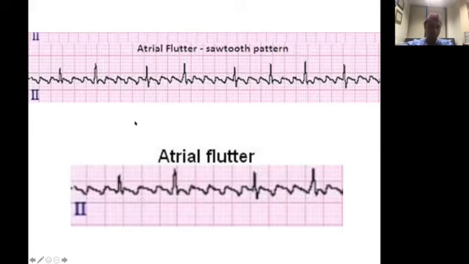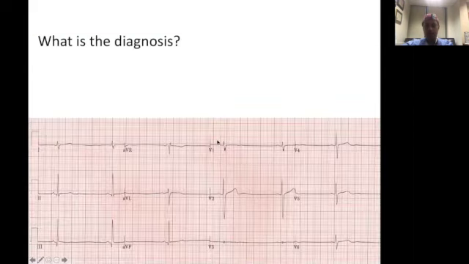And that's what we call atrial flutter. Good? Okay. What abnormality do you see here?